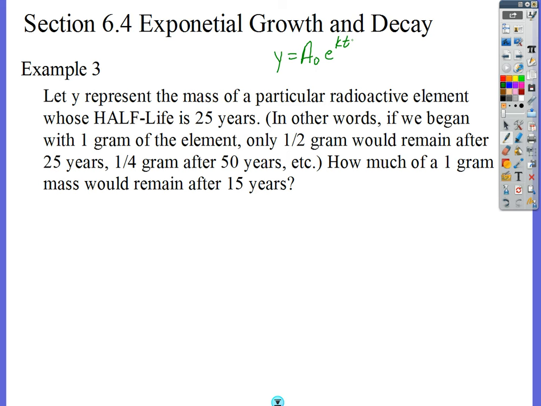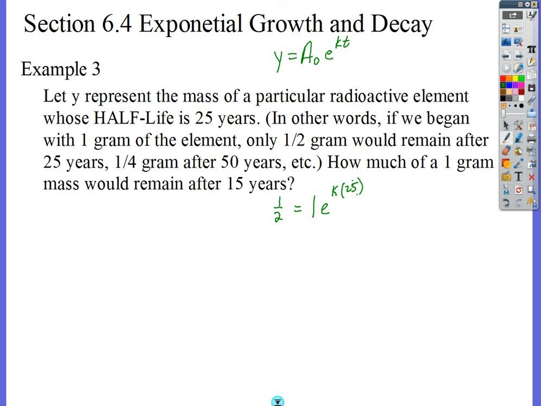Did they tell me what my initial amount was? Sure, it's 1. Now with these half-life problems, they may not always tell you what the initial amount is. But guess what? You can always pretend it's 1. And if I have 1 for my initial amount, e to the kt, well, what's the time that it took for it to reach a half? Well, you told me that took 25 years.